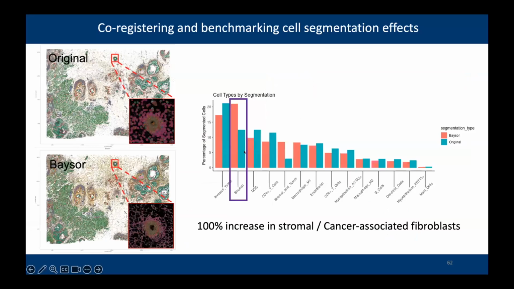One thing we saw in this 10x Genomics data set, and maybe I forgot to say this, is also a breast cancer data set, is a 100% increase, so a twofold increase, when we looked at the Baysor segmentations in stromal and cancer-associated fibroblasts. And so does it matter? I think the answer should definitely be yes, because a lot of people are looking into these fibroblasts right now because they are believed to be essential for the survival of some of these resistant cancer clones after treatment.